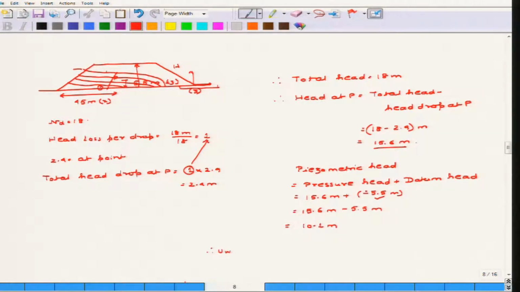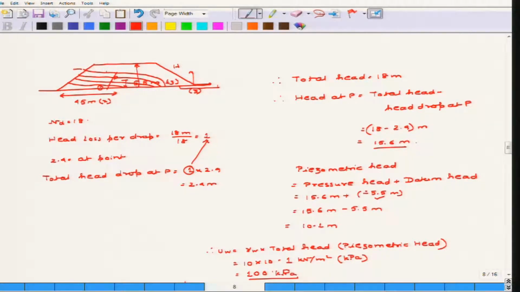So, the pressure at this point will be equal to gamma W into the total head, which is nothing but the piezometric head. So, this is 10 into 10.1 kilonewton per meter square, or kPa, which is equivalent to 100 kPa.